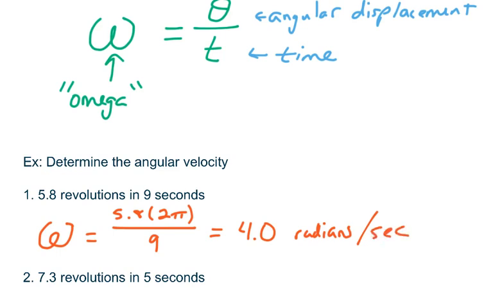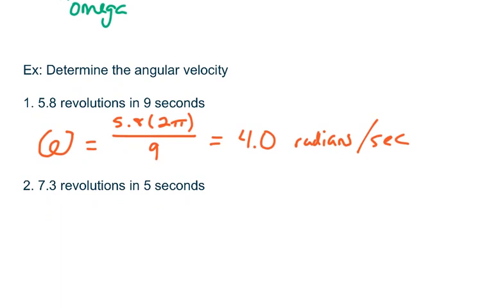per second. Okay? Number 2, 7.3 revolutions in 5 seconds. We're going to do the same thing. So the Greek letter omega is equal to 7.3 revolutions times 2 pi radians in one revolution, divided by the amount of time it took to do those 7.3 revolutions. That'd be 5 seconds.